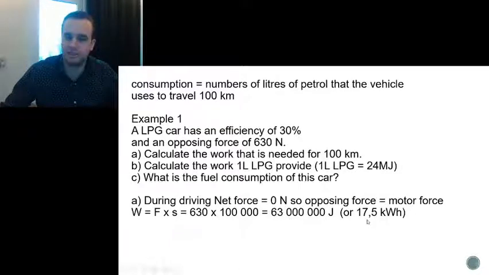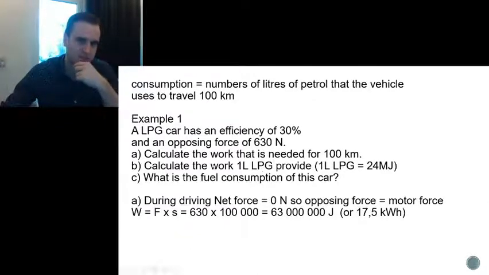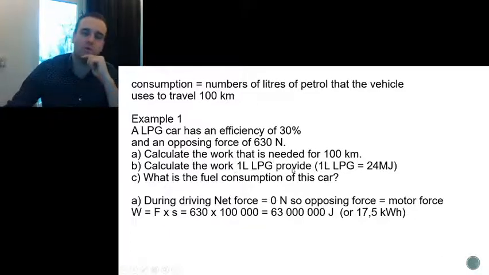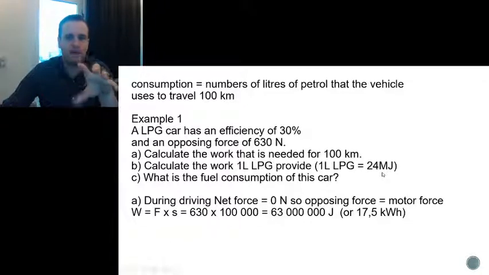You can leave it like this. You can also write it down as kilowatt hour. Remember, when you go from joule to kilowatt hours, divide by 3.6 million. For now, we'll just leave it like this. If I don't ask, you can just leave it like that. Now we need to look at how much work is provided by 1 liter. So we know that 1 liter gives you 24 MJ. So the capital M stands for mega, the small m for milli, so that's 1,000th. But mega means a million. So 24 million joule, or 24 with 6 zeros.